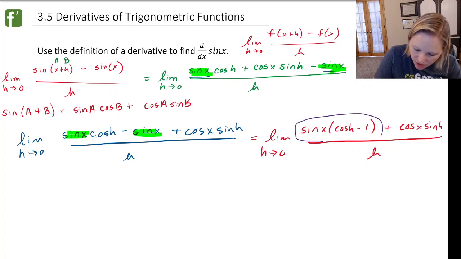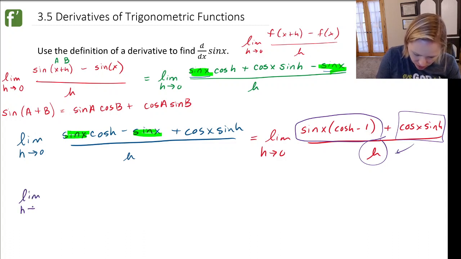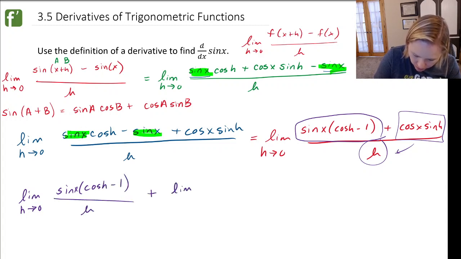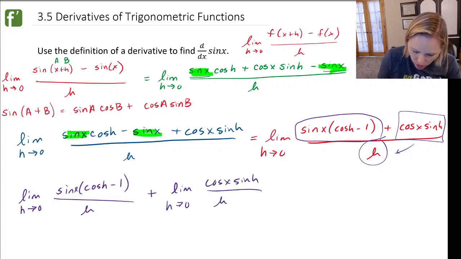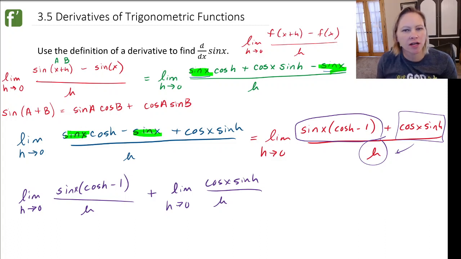I can take this term and put it over h, and then I can take this term and put it over h. And when I do that, it allows me to evaluate each piece separately. Here's what it looks like. There we go. So I've split it up and I've made two fractions. And remember, to put two fractions together as one, we had to have a common denominator. So it makes sense that if I have one fraction that's been put together, I can take it back apart and put it over that common denominator of h.